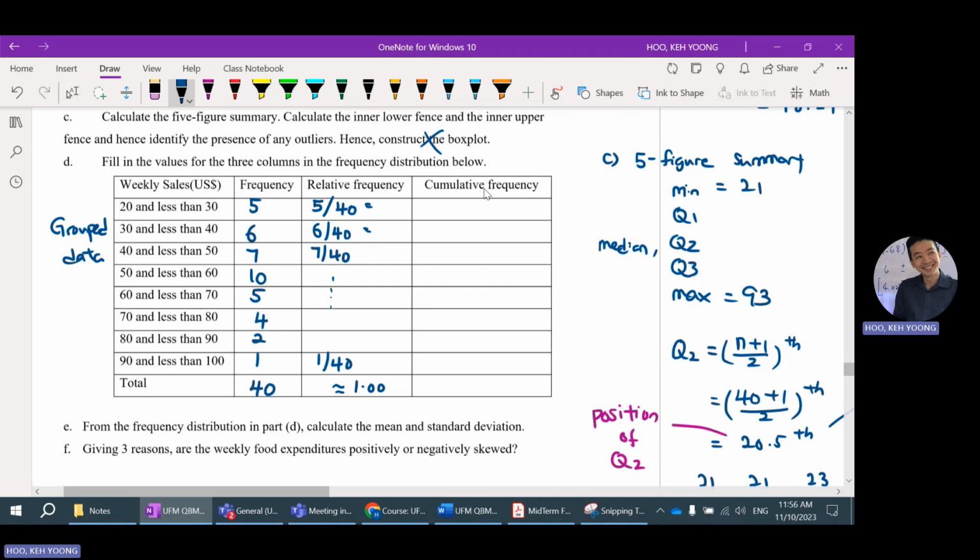Cumulative frequency. How do we get cumulative frequency? We sum up the frequencies starting from the first class. So the first cumulative is 5. Second is 5 plus 6, 11. Then 5 plus 6 plus 7, 18. Until the very last one, when you add up all the frequencies, you should get 40.